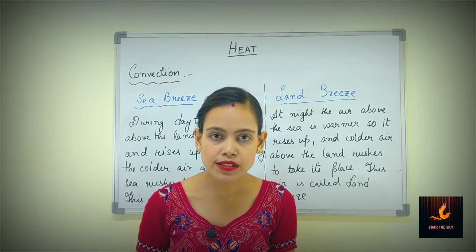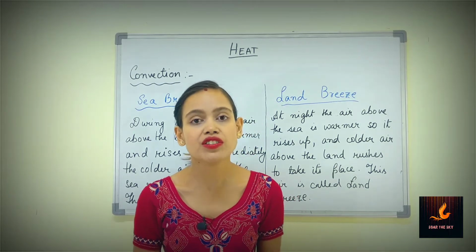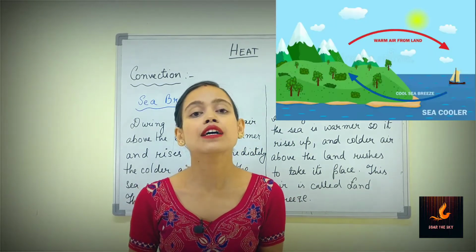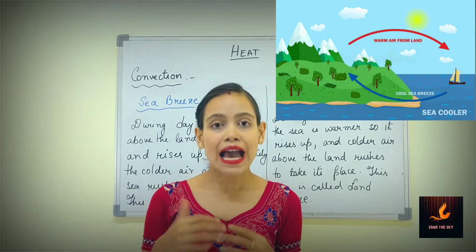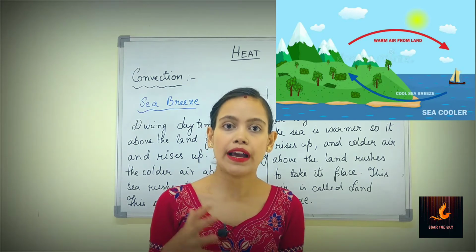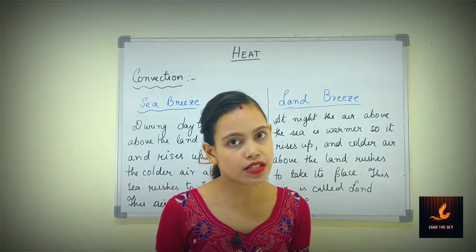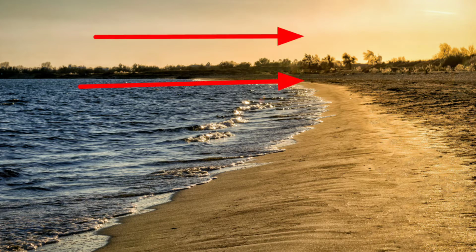What happens is, in the coastal areas, during the daytime, the hot rays of the sun heat up the land way faster than the water, that is the sea. As the hot air above the land gets warmer and hotter, it becomes lighter, and being lighter, it starts to rise up. And the comparatively colder air which is above the sea rushes to take its place.